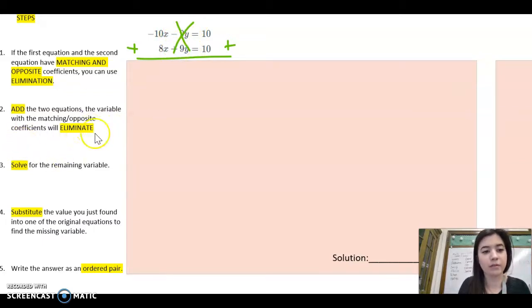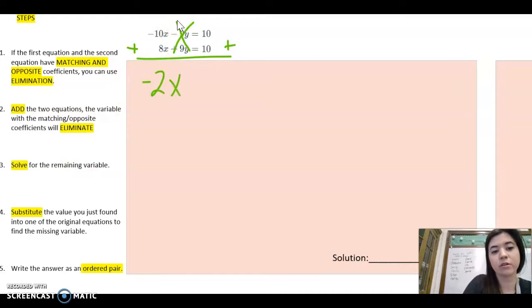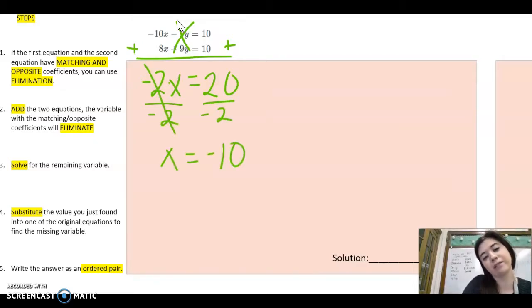Okay, so we eliminated those matching but opposite coefficients. Now we can go ahead and add these together. Negative 10 plus 8 is negative 2. 10 plus 10 is 20. This is negative 2 times x. We get rid of it by dividing. And we get x equals negative 10. Okay, so again, when we're solving this, we're adding our two equations together. I should see a big x, the things that are going to cancel, and then add what you have remaining. Negative 10 plus 8 is negative 2, 10 and 10 is 20, and divide.